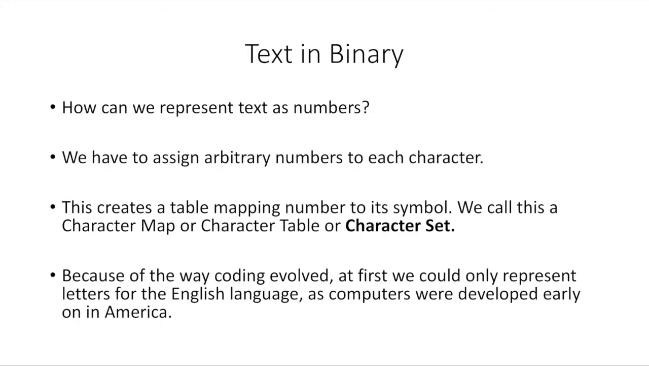Now, how can we represent text as numbers? Because as we just saw, binary can represent numbers very well, but how do we represent text? Well, there really isn't a way apart from just assigning arbitrary numbers and saying that that number means a certain character. This creates a table, mapping a certain number to its symbol. We call this a character map or a character table, or more commonly, a character set.